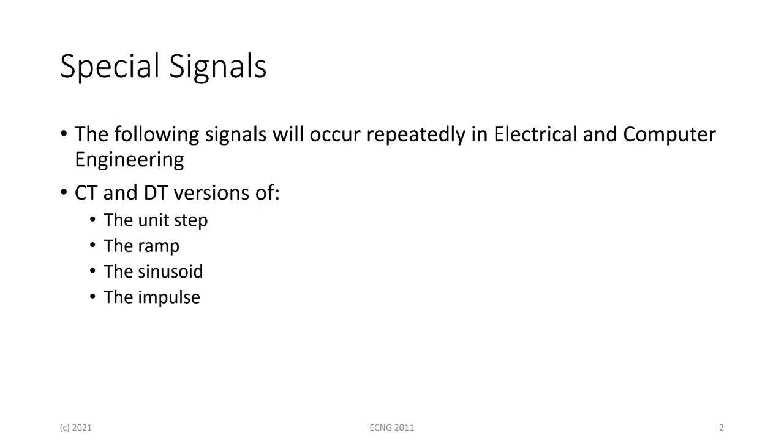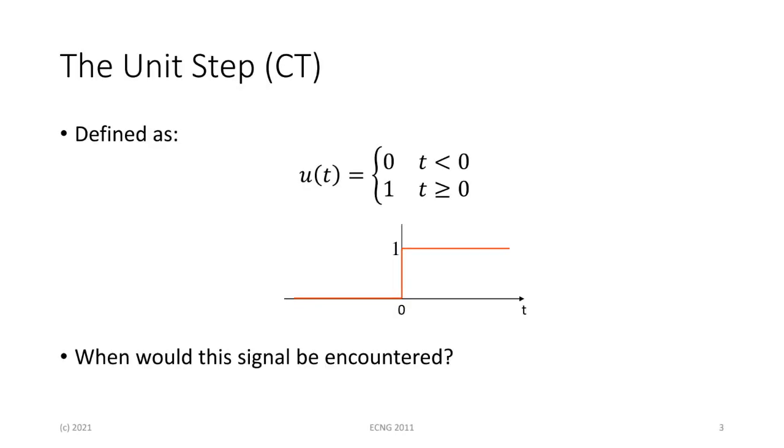So the signals that we are dealing with here would be the continuous and discrete time versions of the unit step, the ramp, the sinusoid, and the impulse. And you would have met all of them already, but maybe not quite in the form that we're going to talk about shortly. First off is the unit step. The unit step, of course, is a signal that is 0 before t equal to 0 and is 1 for t greater than or equal to 0.